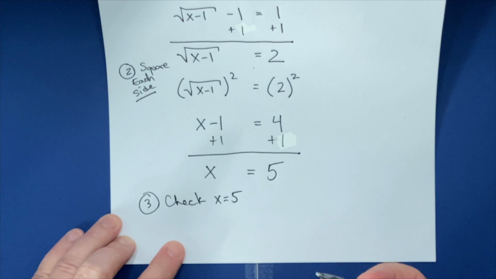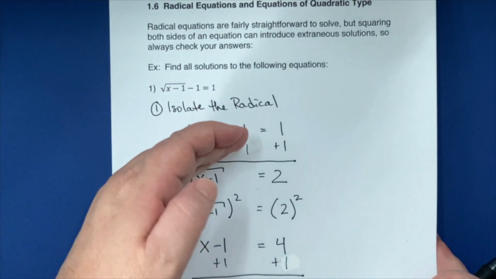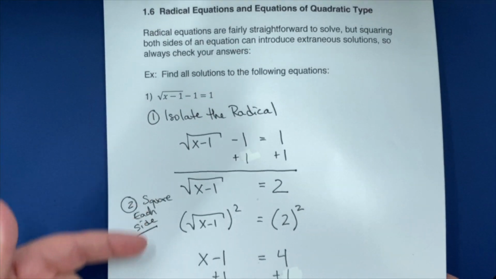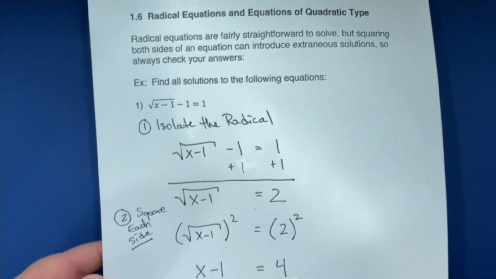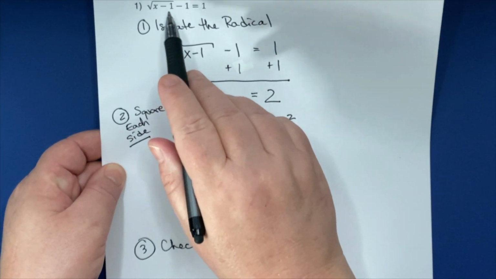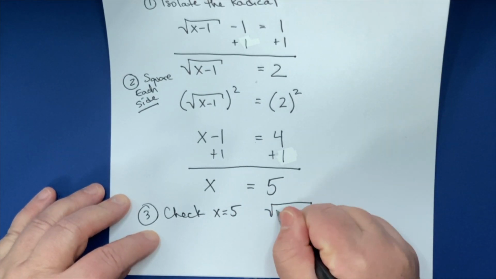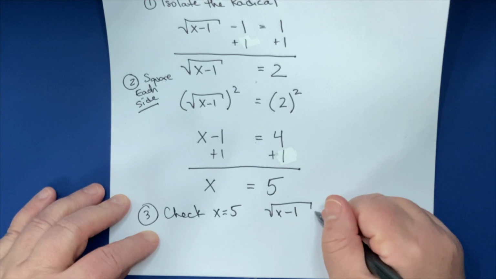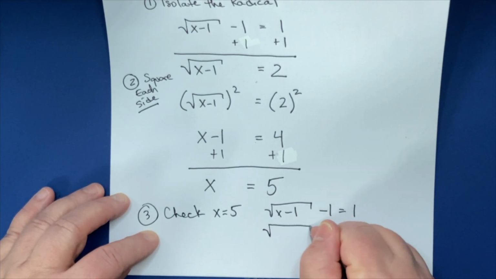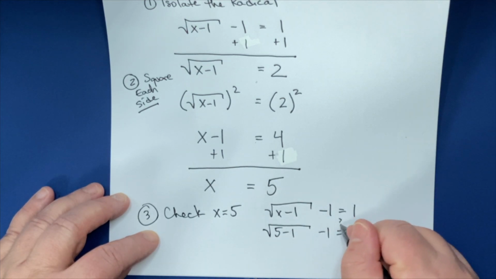Now remember that when you're checking, you have to check in the original equation. You can't check with a fixed equation or a changed equation because you don't know where a mistake might have popped in. So I'm going to copy down the original equation, which is radical x minus 1, minus 1 equals 1. So let's see, 5 minus 1 inside the radical, minus 1. Does this give us 1?